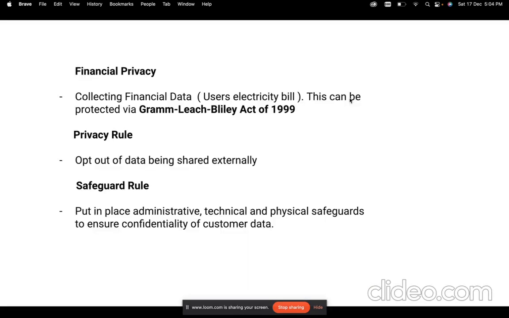Now, looking at the privacy considerations, basically we are collecting financial data. So financial privacy is something that we are looking for, which comes under the Gramm-Leach-Bliley Act of 1999. And the privacy rule which we need to follow is opting out of data that we cannot share externally. And how we can safeguard this is by putting all the administrative, technical, and physical safeguards in place so as to ensure the confidentiality of the customer data.